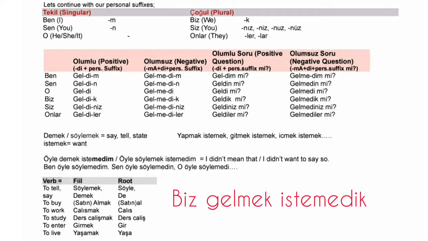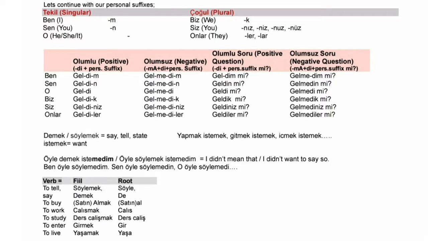Or without using istemek, want, you can say ben öyle söylemedim. Or sen öyle söylemedin. O öyle söylemedi. You didn't say so. So let's give other verbs that you can practice with.